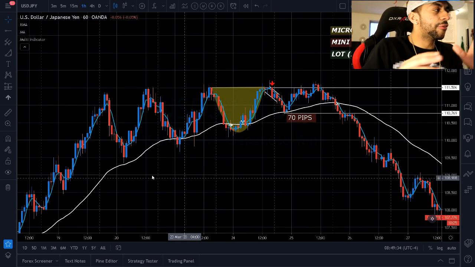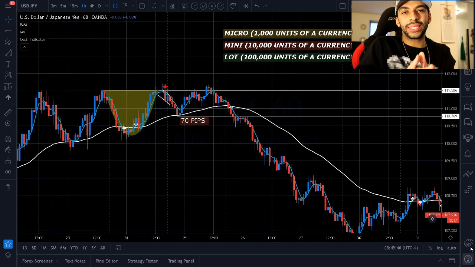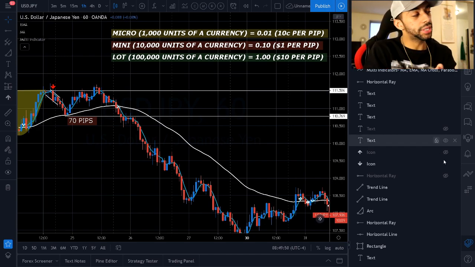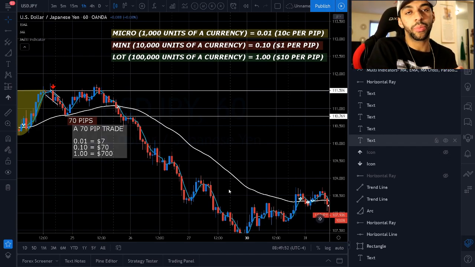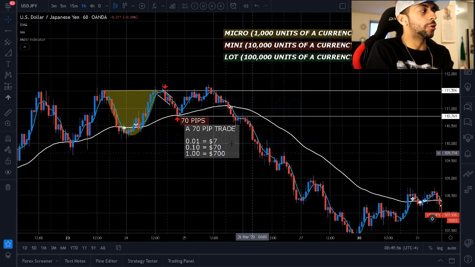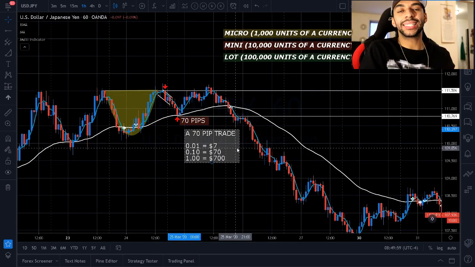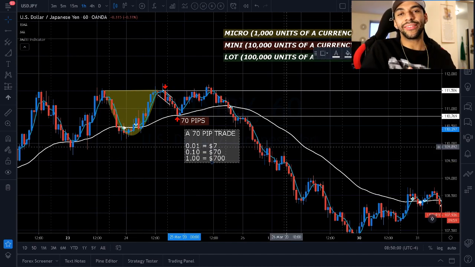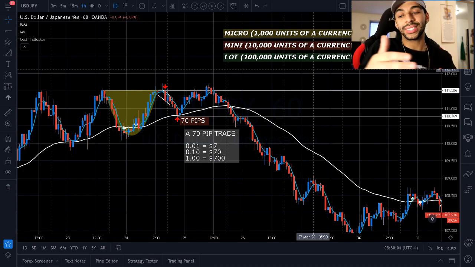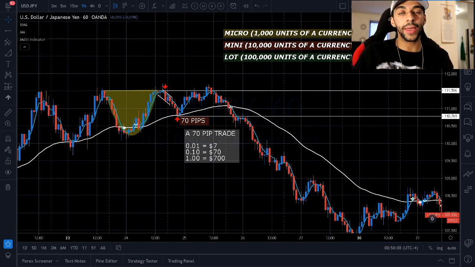So if you were trading a 0.01, which is obviously a micro position, everything from a 0.01 to a 0.09 is a micro position. If you were trading a 0.01, 70 pips would have equated to $7 for you. 70 pips, $7. Very simple. Now that's on a micro.